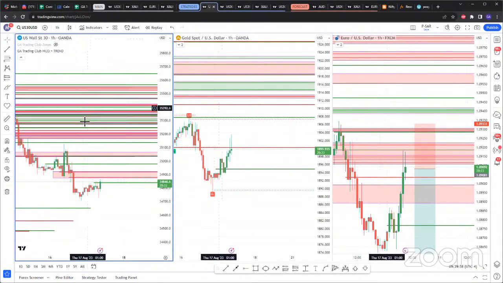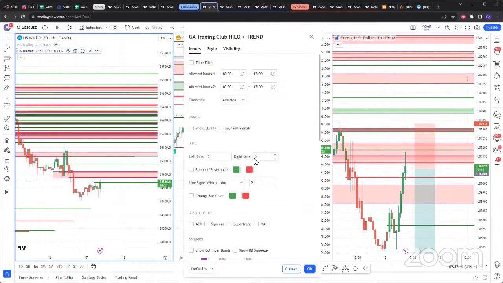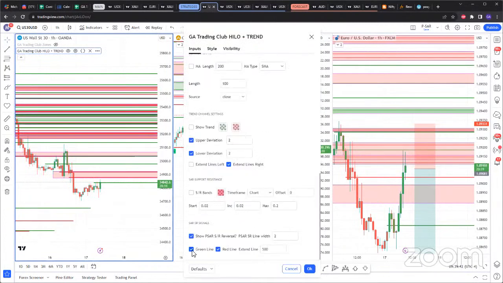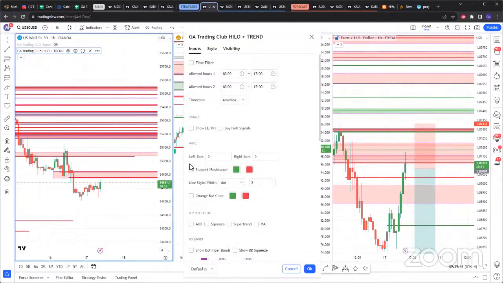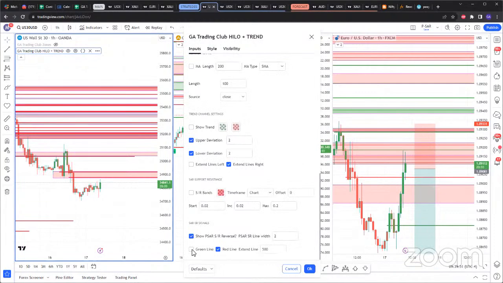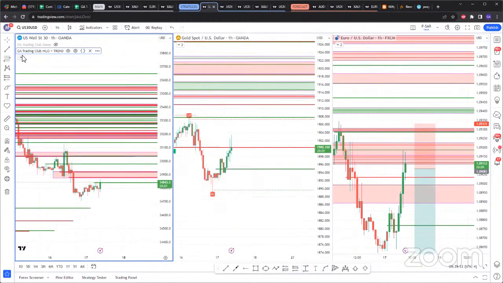So for today on US 30, the only entries are on the hourly time frame. So let's assume I'm only interested in the red lines, because for me, my bias is sell. I can turn off the green lines, and that way I'm only left with the sell zones, and I can trade that. But for me on the high time frames, I'll leave both of them on.